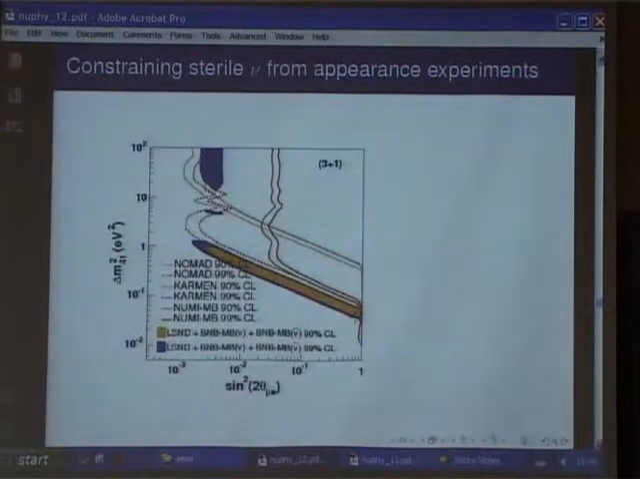MiniBooNE did rule out a lot of parameter space of LSND, but still, of course, when you combine things, you will always get a best fit. However, see that the best fit point is now here. The chi-square is also rather high, and the regions above are ruled out by other experiments.